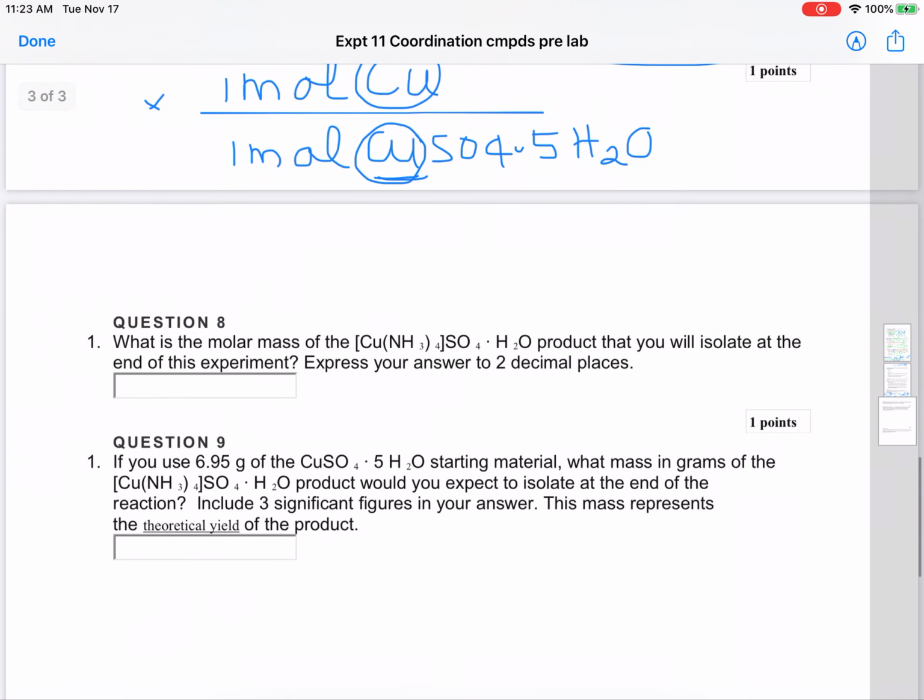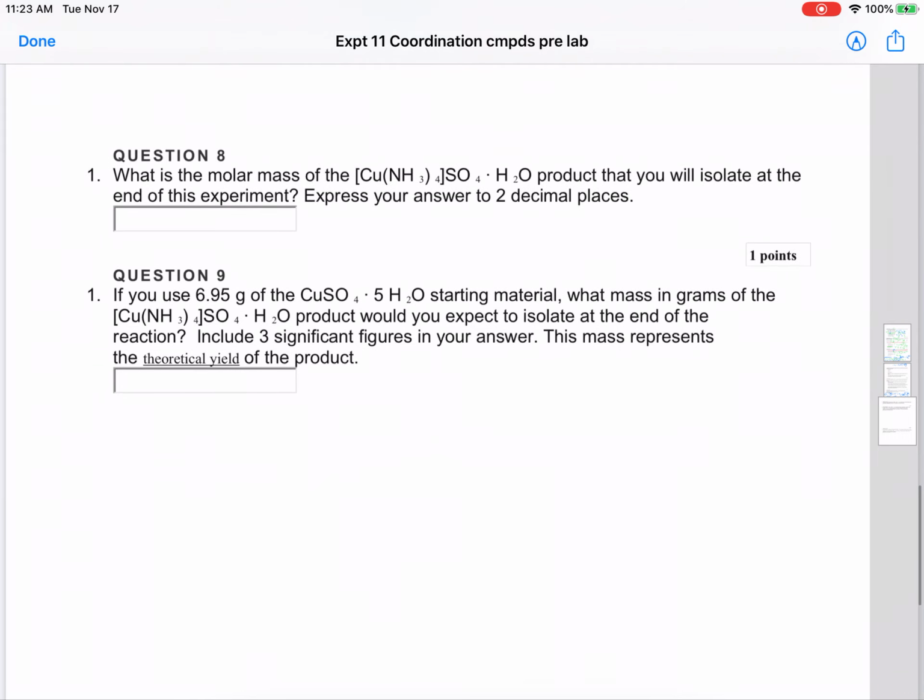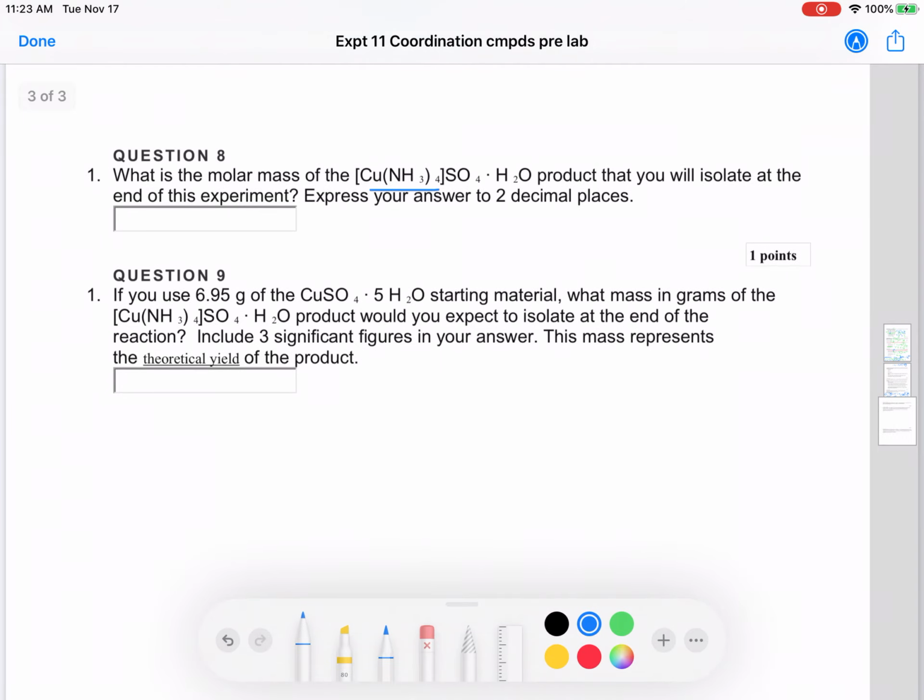Next one, what is the molar mass of copper amine sulfate, tetramine copper sulfate? Again, you know how to calculate the molar mass. From the periodic table, you add up the atomic masses. Okay, all right. And then if you use 6.95 grams of copper sulfate pentahydrate starting material, what mass in grams of the copper amine sulfate hydrate product would you expect to isolate at the end of the reaction? And this is also the theoretical yield of the product.